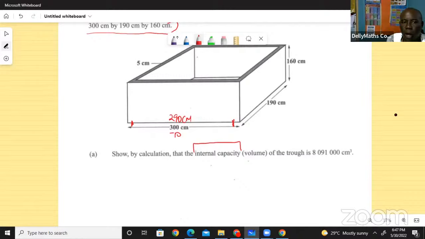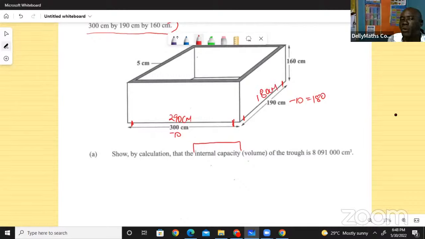For the 190 here, 5 centimeters would have come off up that end and 5 at the other end. So it's going to be reduced from 190 and it's going to actually reach 180. So this here is 180 cm.